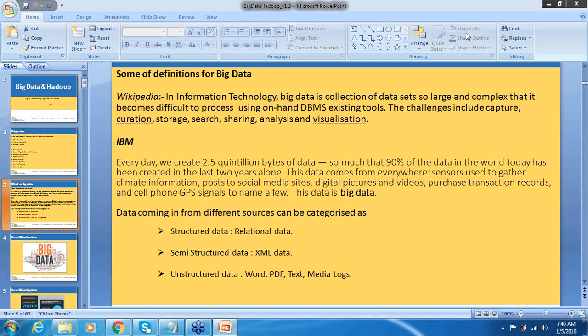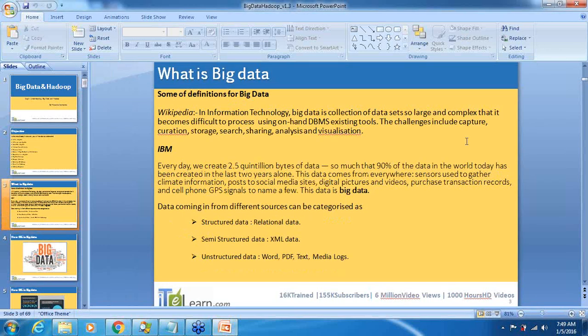Hope you can see the screen, right? Yes, we can see. I'm just resuming it. Sorry guys, sorry for the inconvenience caused. I moved to a calm place, but my system still restarted. So we are just about to start on what is big data.